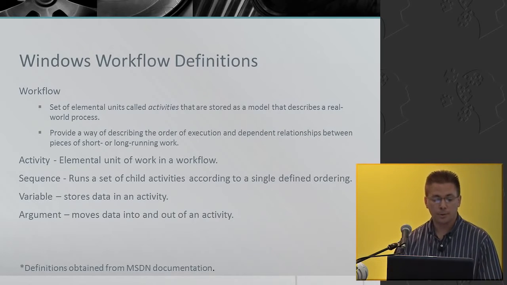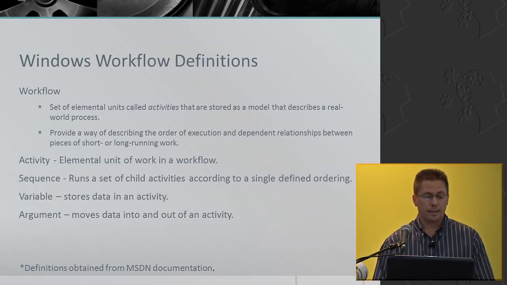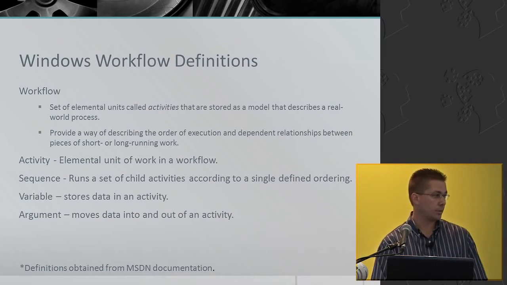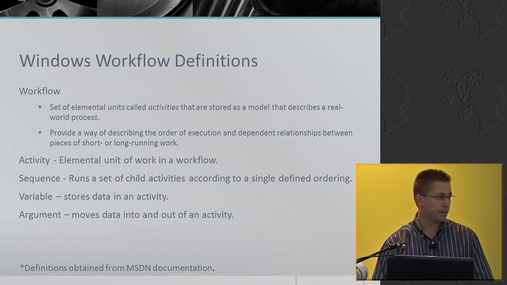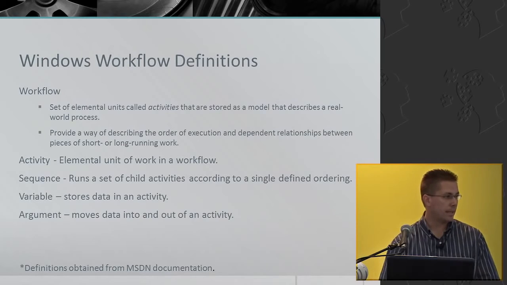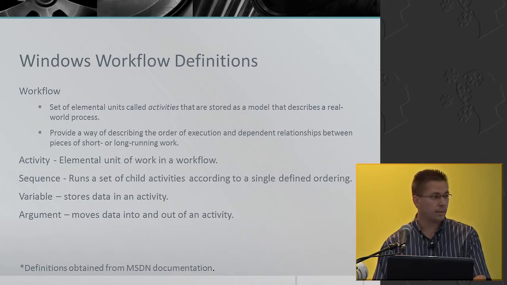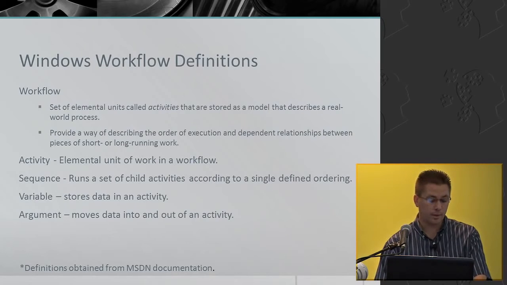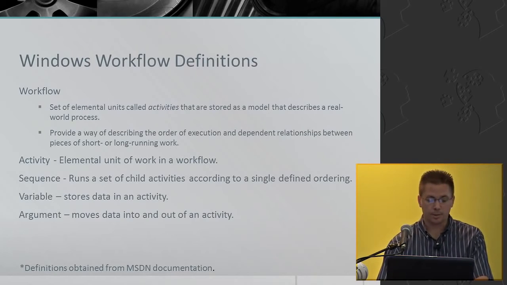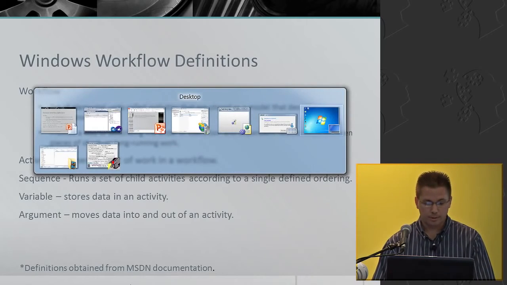So for example, if you introduce a conditional statement in your workflow and you say, if this condition is true, I want to execute this series of activities, else execute this other series of activities, you have to wrap those activities in a container called the sequence. And you'll see that as we dig into the templates in a few minutes. Just a couple other things. If you need to store data within an activity itself, you can define variables. And if you need to move data into or pull data out of an activity, then you would define arguments. So why don't we jump over here to Visual Studio.